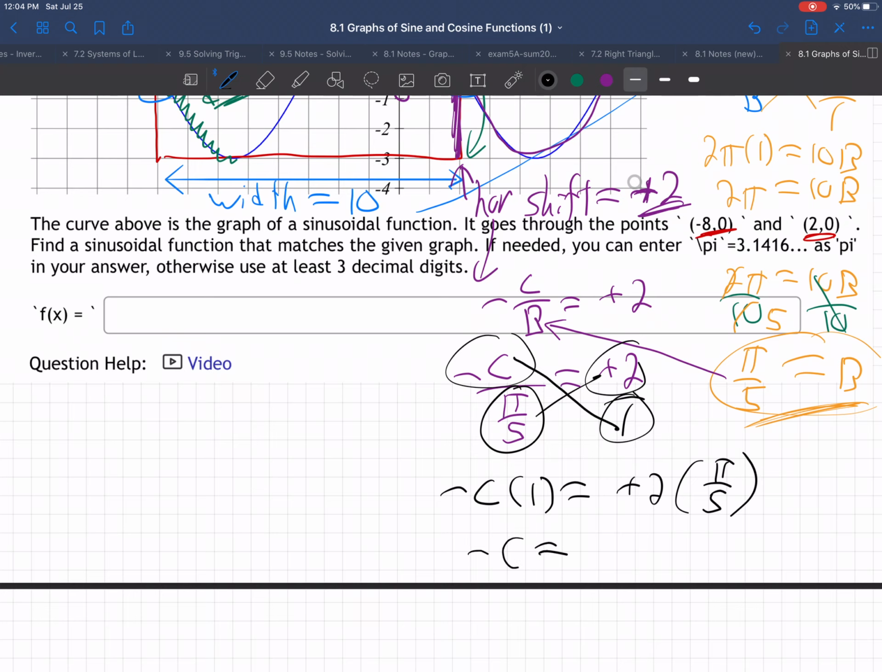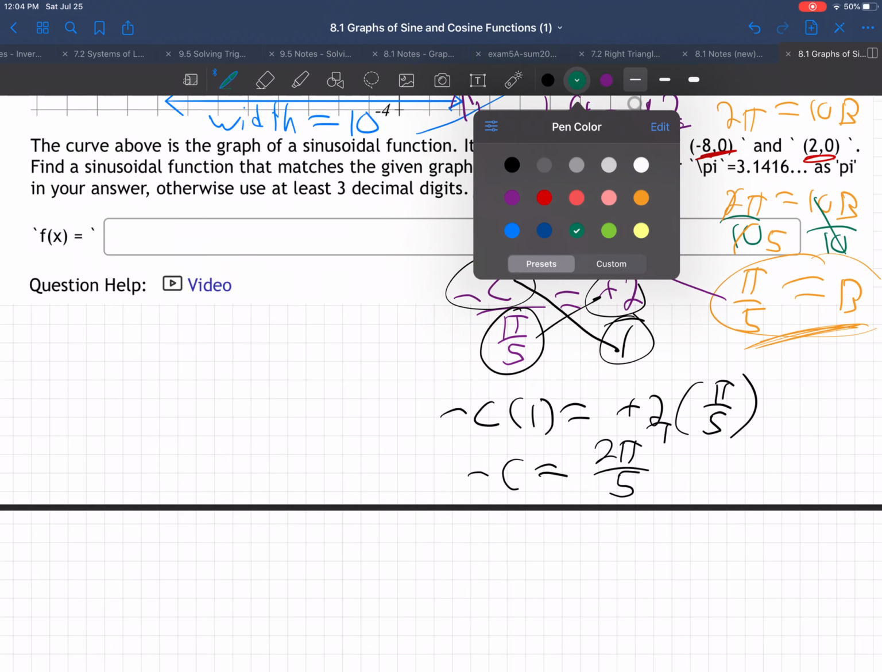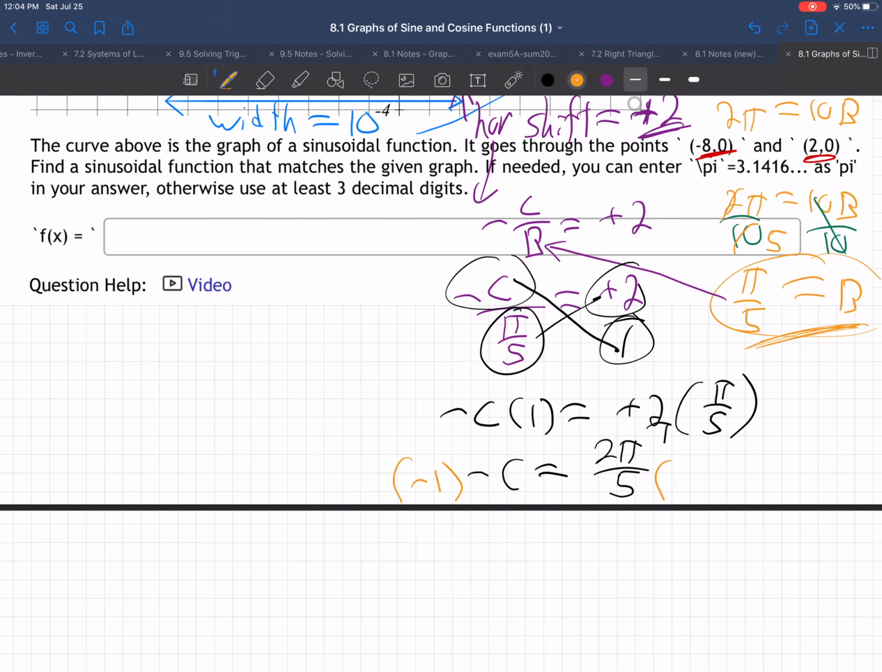So I get negative c. Well, I'll just leave the fraction. 2 pi over 5, right? Because it's over 1. 2 pi over 5. And now you got to get rid of that negative 1. So multiply both sides by negative 1. And that cancels to be positive c, or just regular c, is negative 2 pi over 5. So we found c, and we're done. We got everything. C is negative 2 pi over 5.